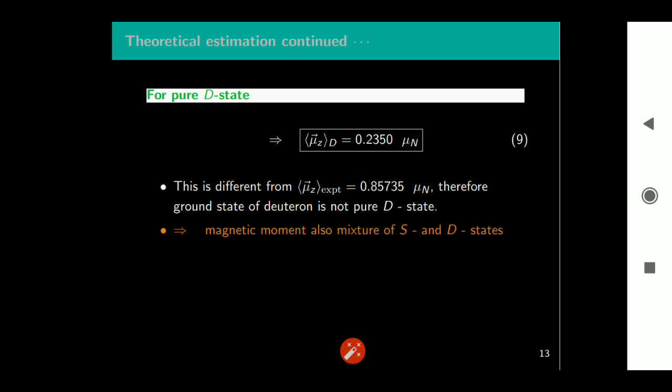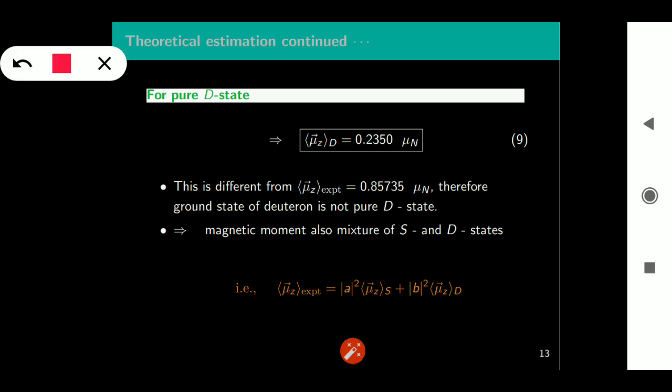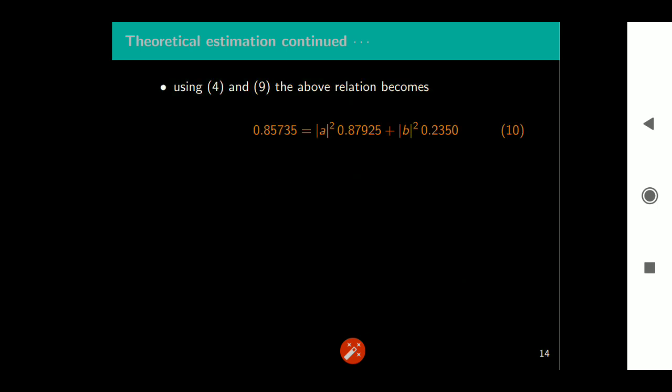If that is the case, then we can write mu z of the experimental value as a sum of state magnetic moments: modulus A squared plus B squared into the magnetic moment of D state. So we can substitute the values of this mu zd from equation 9 and mu zs for the S state wave function, which we solved previously and denoted as equation 4. Using those two in the above equation, we get this expression. Left hand side is the experimentally measured value, right hand side we have mod a square times the S state value plus mod b square times the d state value of magnetic moment.